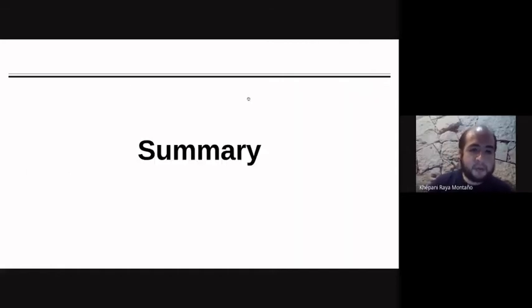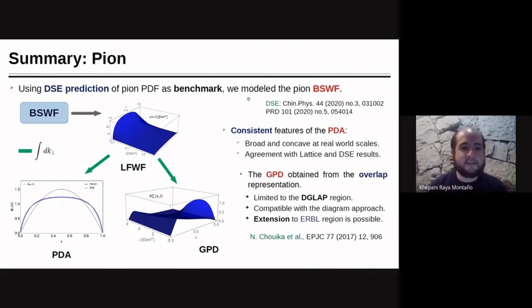So now we are in position to give some sort of summary. Using the Dyson-Schwinger equation prediction for Pion PDFs as benchmark, we have modeled the Bethe-Salpeter wave function. We have observed consistent features for the Pion distribution amplitude, such as the dilation at the model scale, a good agreement with the Dyson-Schwinger equation prediction for the PDA and the lattice as well.